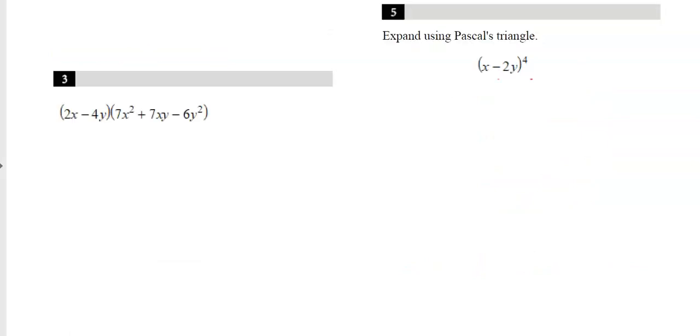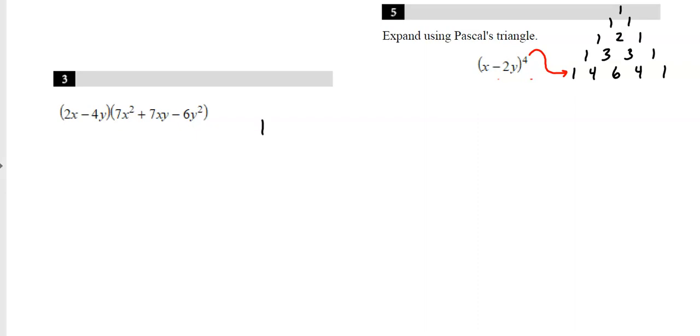All right, number 5, we're going to expand using Pascal's triangle. So, quick refresher: Pascal's triangle, basically you start with a 1, 1, 1, then you add in between the two numbers. We've done this back in the video notes earlier, so I'm not going to repeat that whole process. But basically, since this is the fourth power, I'm going to go to the fourth row. And these are going to be my coefficients here in the front.